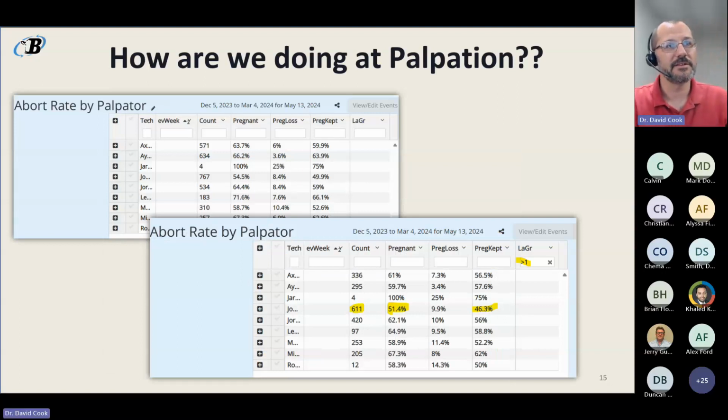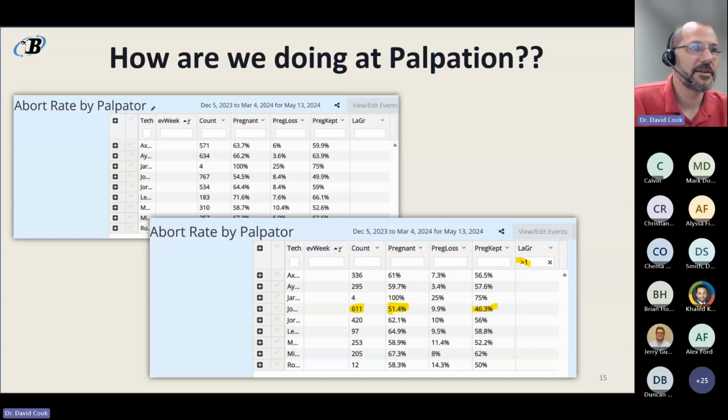Another place that's interesting to look at is the palpator. Everybody's been looking at the conception rate by breeding technician for a long time. But here, when we're able to look at it by the palpator, that palpator has a really big impact on the conception rate. If they're not doing a good job palpating cows and determining pregnant and open correctly, that'll have a significant impact on your conception rate.